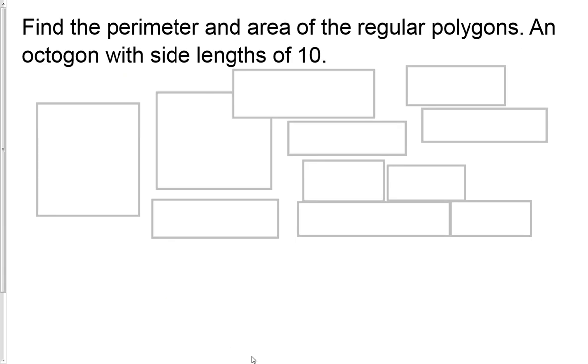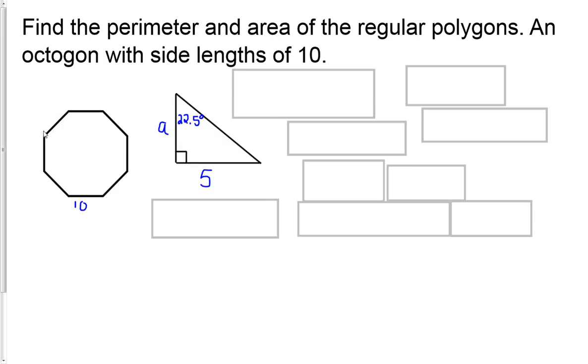Next, no picture. You can draw your own if it makes you feel comfortable. However, mostly we need the triangle. So here, this is what they've given us. Side length is 10. Here's our octagon. Okay, and so we've got the angle is 22.5.